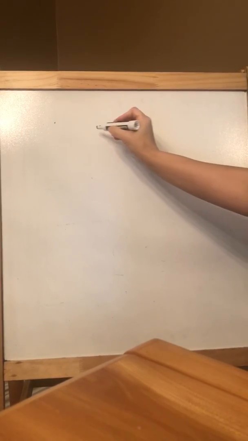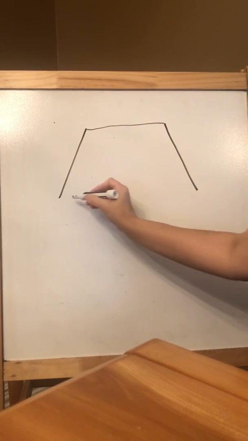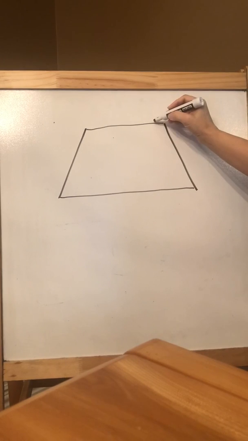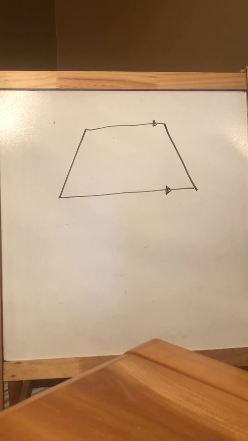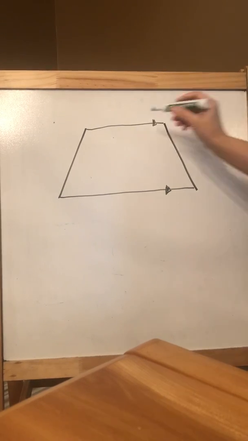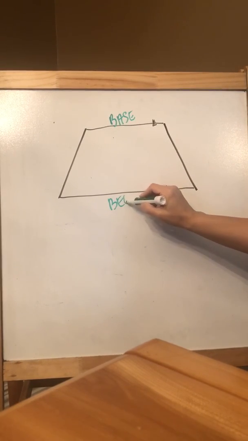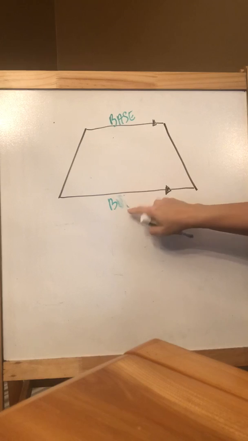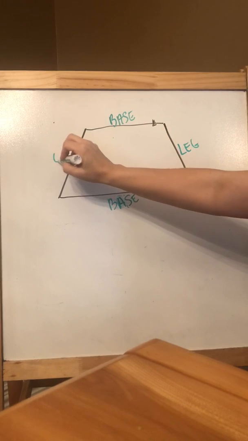If I was to draw a trapezoid here, something like this. This is going to be a parallel side, and this is going to be a parallel side. Notice my parallel sides are not congruent. If they were congruent, we would not have a trapezoid. So this is a base up here. Here's a base, and this is a base. And this is a leg over here, and this is a leg.